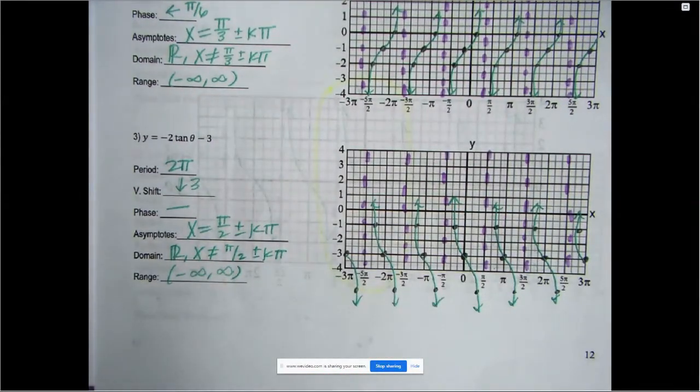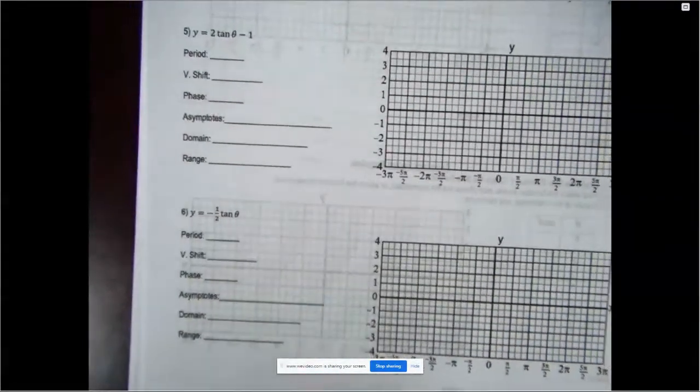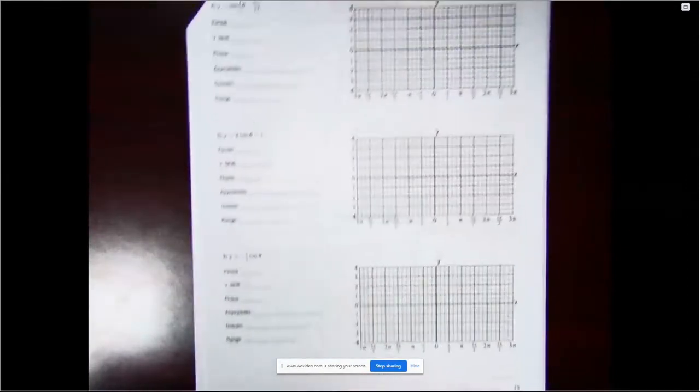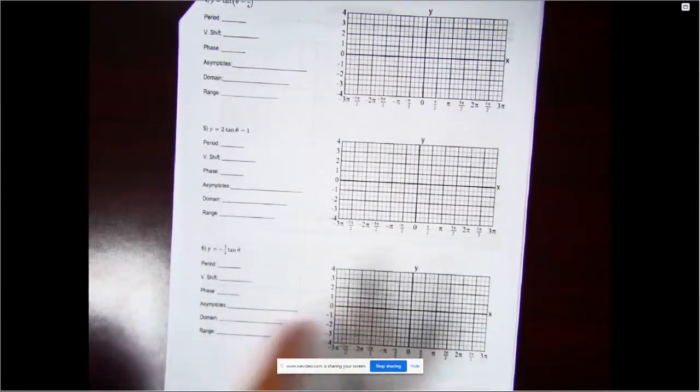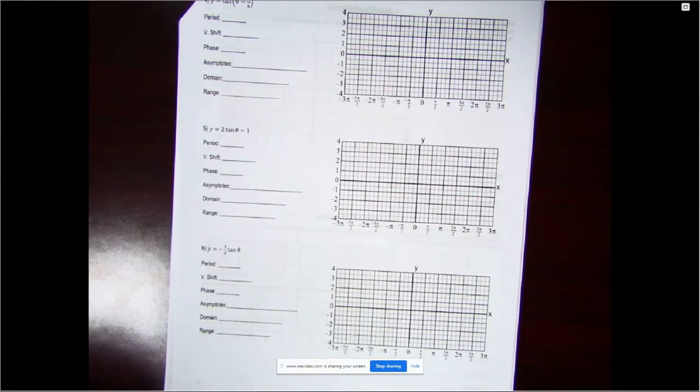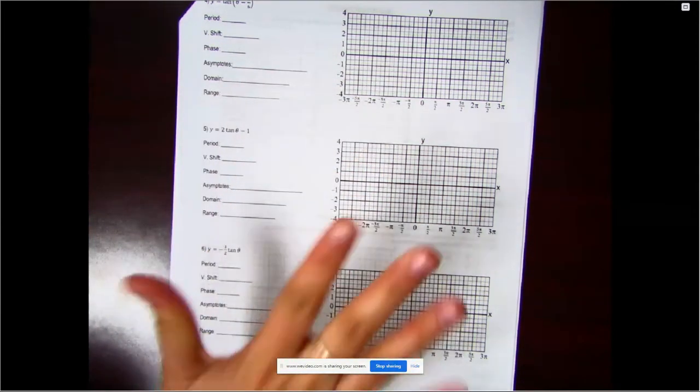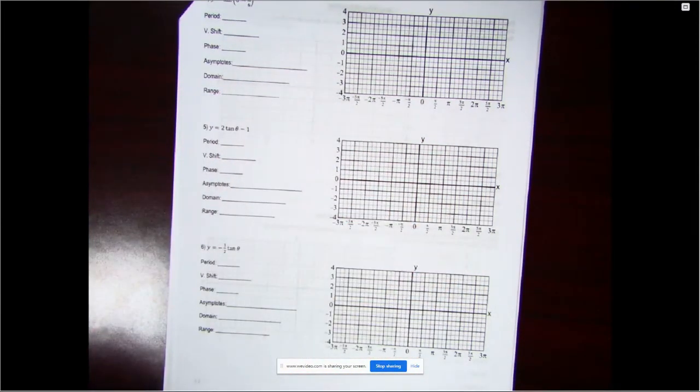That's how you do tangent. If you turn the page, you will see 4 more problems. I lied. 3 more problems. This is your homework assignment. You'll graph these, fill in all the blanks, take a picture, post it on Schoology. See you next time.